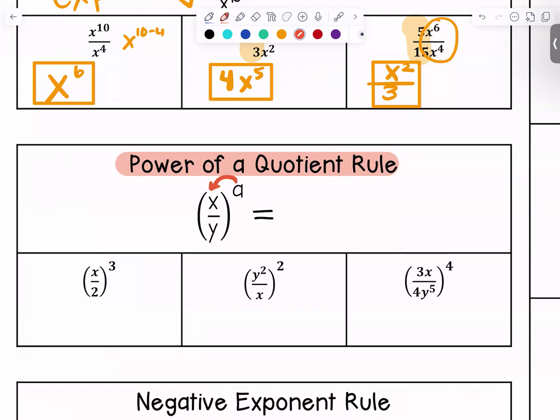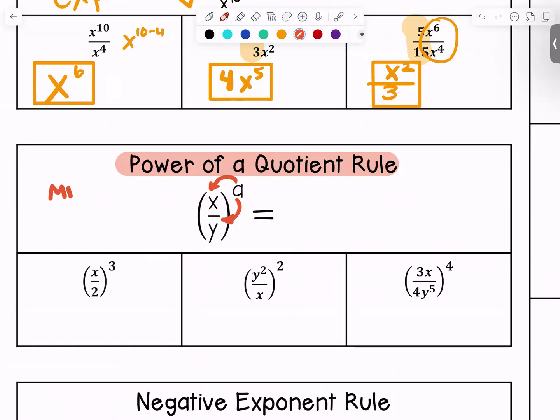Quotient rule. It's the same thing. We started it yesterday. If you're in period 3, we didn't get all the way to the quotient rule, so I'm going to just show it to you now. But it's pretty much the same thing as the product rule. Everything inside gets distributed. So it distributes to the top and the bottom.